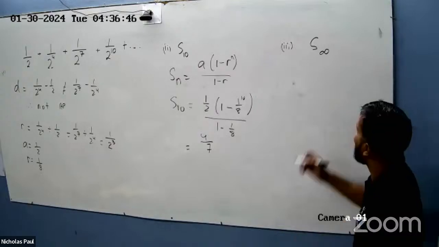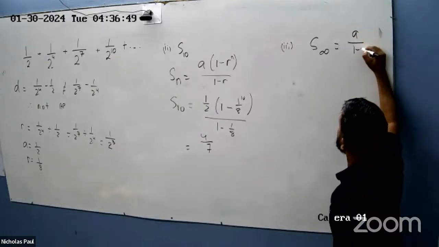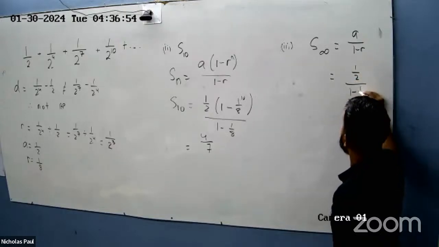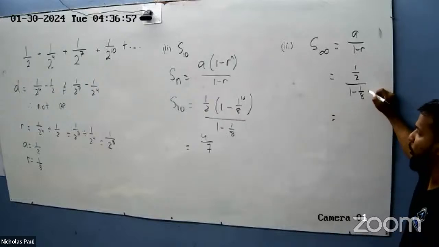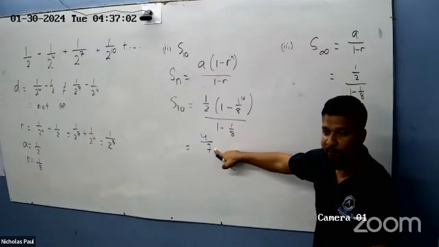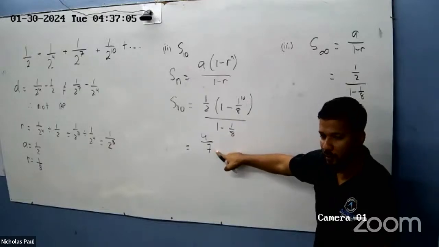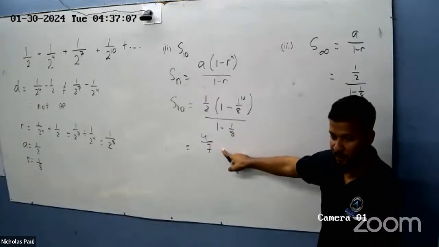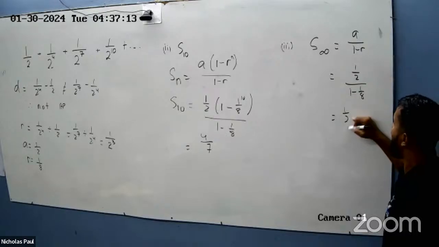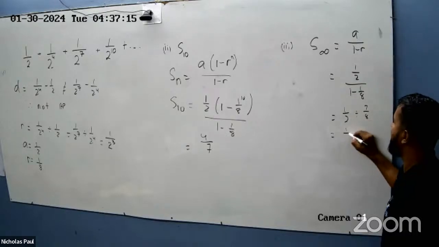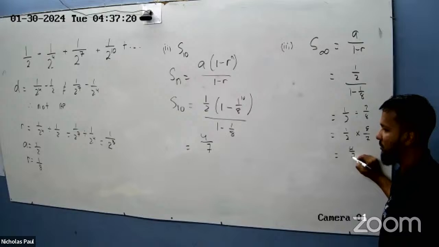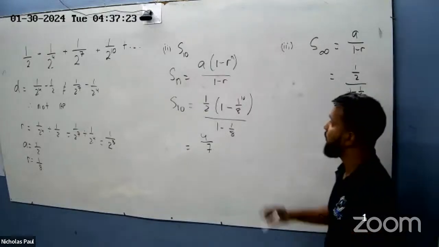Everybody okay? Right, sum to infinity is A over 1 minus R. A is 1/2, 1 minus 1/8. Without going to the calculator, would the sum to infinity be more or less than this? More, right? It should be more. So it was a half divided by 7/8, a half multiplied by 8 over 7.